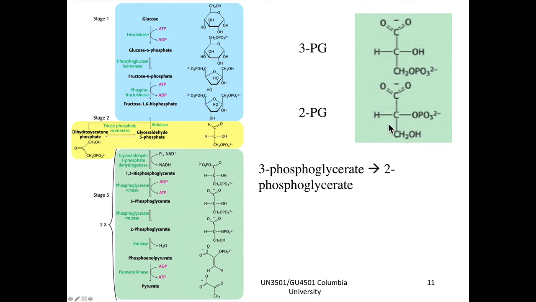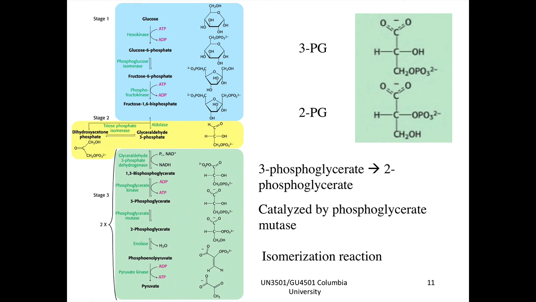That's an isomerization. And the enzyme that does that, it's not called an isomerase. In this case, it's called a mutase, but it's the same effect. It's moving the phosphate group from the 3 position to the 2 position. Phosphoglycerate mutase. Phosphoglycerate is the substrate. Mutase is moving that phosphate group over from the 3 position to the 2 position. And it's another kind of isomerization reaction.